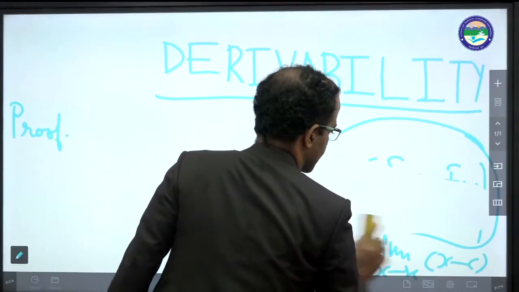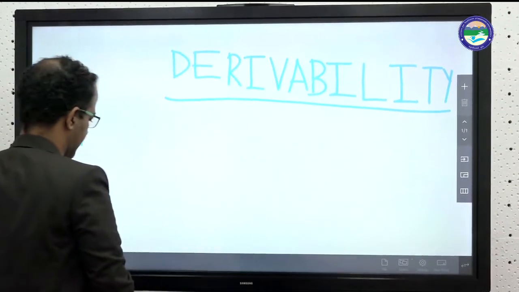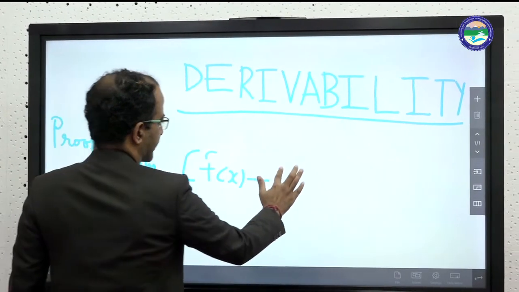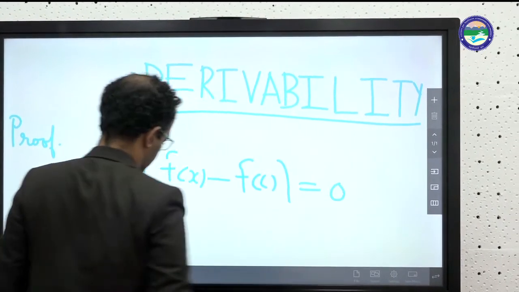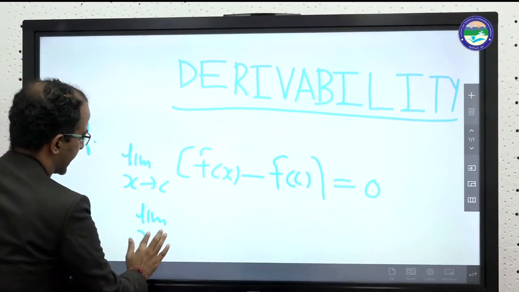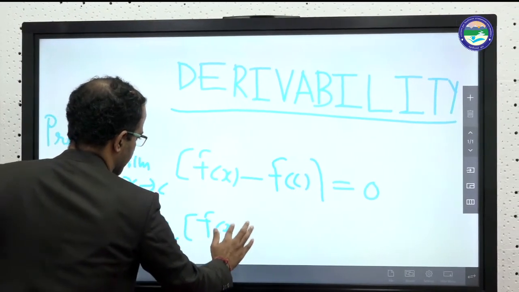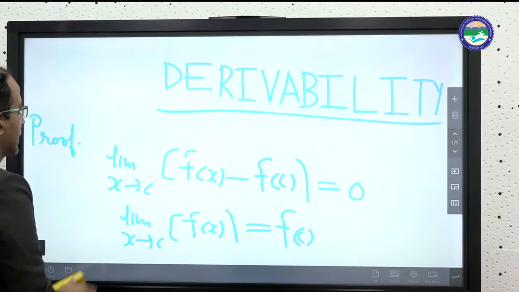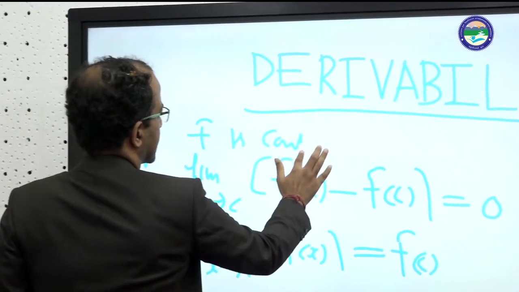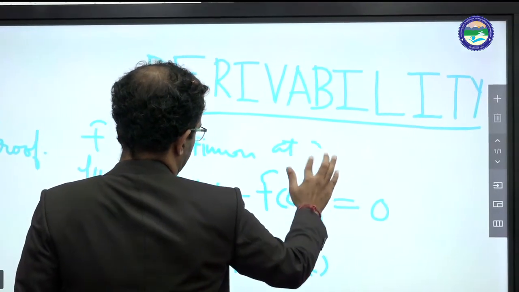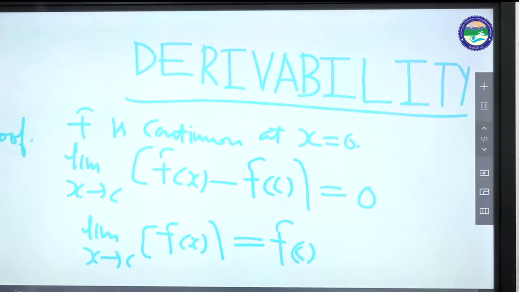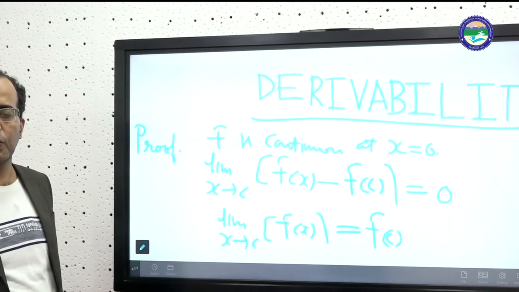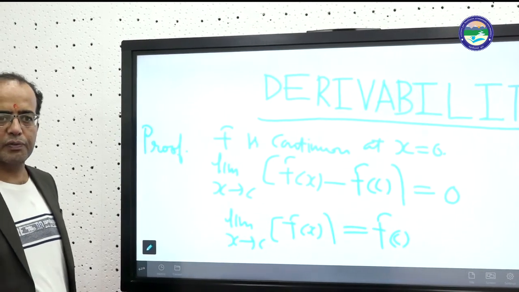It means we have proved that limit x tending to c [f(x) - f(c)] equal to 0. It means limit x tending to c f(x) equal to f(c). It means f is continuous at x equal to c. It means if a function is differentiable, then f is continuous. Then it is the end of our lecture. The next lecture will be on the differentiability theorem, and thank you.